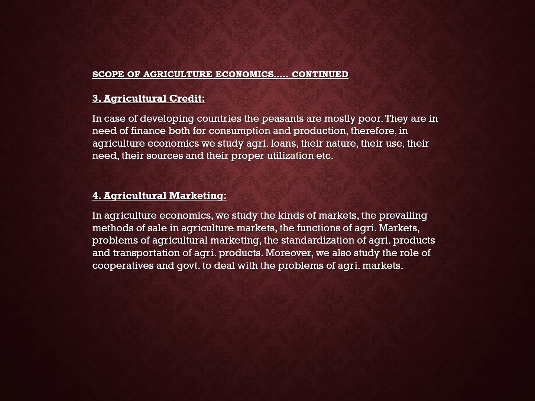Another scope is agricultural credit. In the case of developing countries, the peasants, mostly farmers, are mostly poor. They are in need of finance, both for consumption and production. Therefore, in agricultural economics, we will study agricultural loans, their nature, their use, their need, their sources, and their proper utilization. Another scope is agricultural marketing. In agricultural economics, we will study the kinds of markets, the prevailing methods of sale in agricultural markets, the functions of agri-markets, problems of agricultural marketing, the standardization of agricultural products, and the transportation of agricultural products. Moreover, we will also study the role of cooperatives and government in dealing with the problems of agricultural markets.